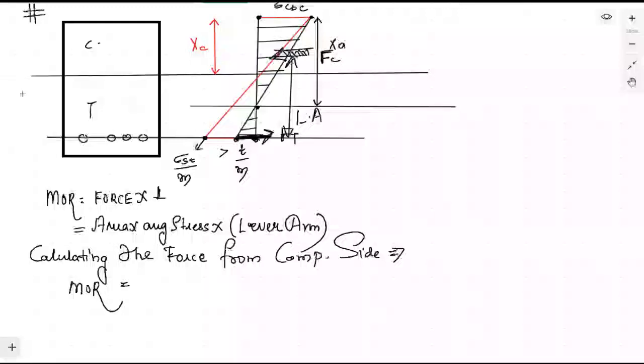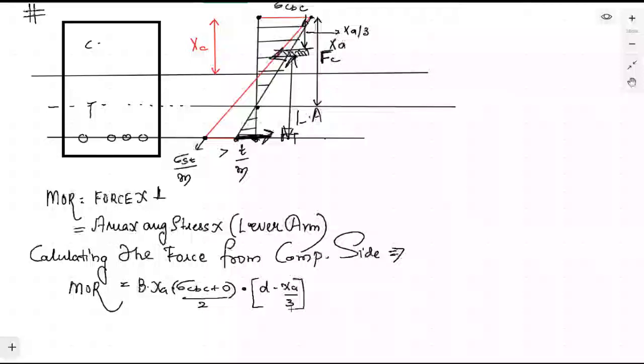So we are considering from the compression side. The force is area. It means that you have to consider the area till the compression side. Area is B into XA. This is area into average stress. Average stress is sigma CBC plus 0 divided by 2. Area into average stress into the lever arm. Lever arm is the distance from this point to this point. This force will be acting at the CG of this particular triangle, which is at XA by 3. It means that the lever arm will be equal to D minus XA divided by 3.